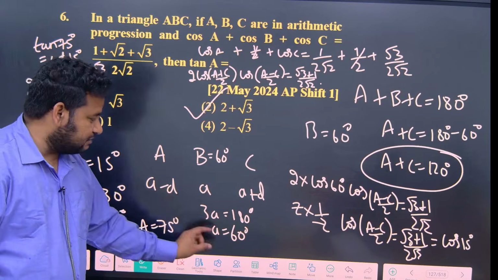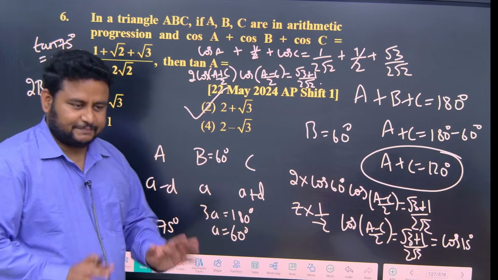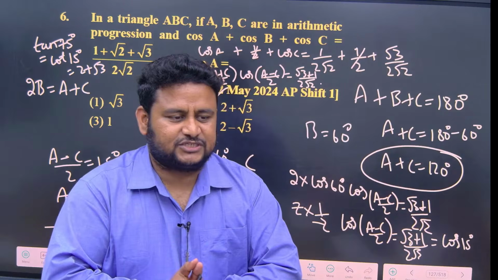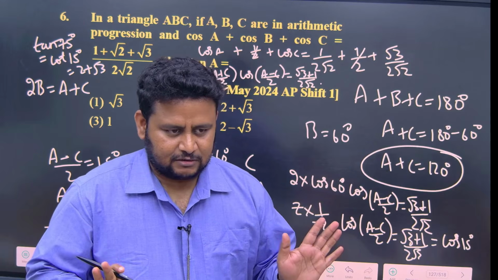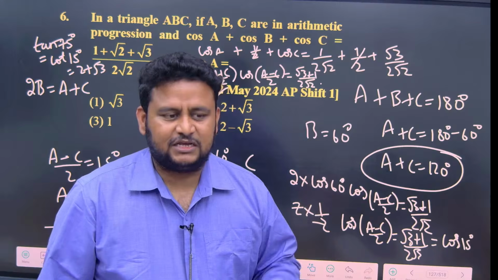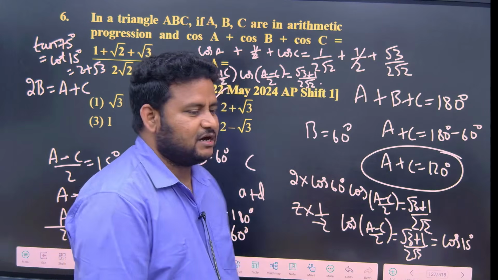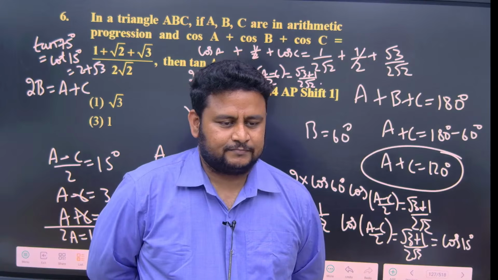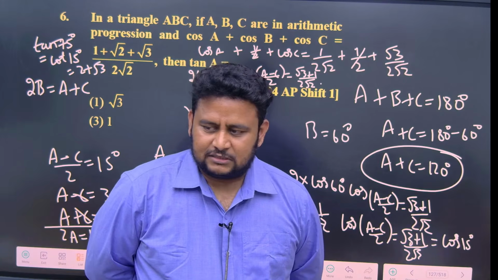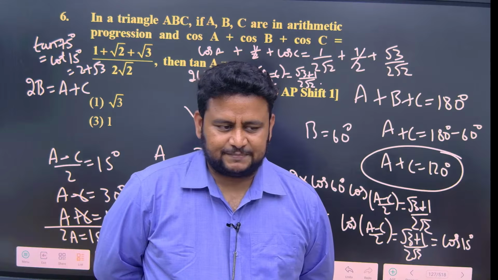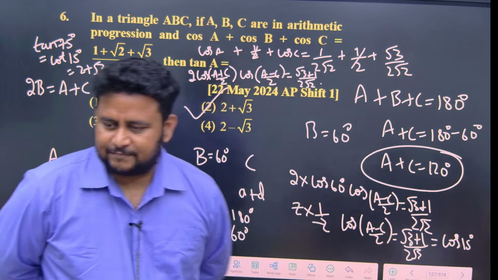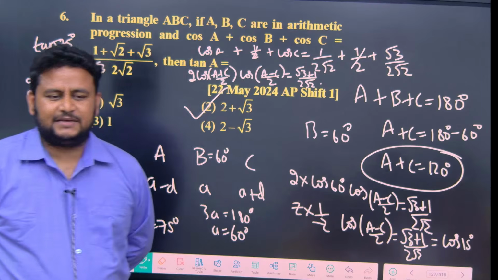You will get the value as 60 degree definitely. If ABC angles are in AP, the middle angle B will always be equal to 60 degree. Please remember this. Make a note of it: in a triangle, if ABC are in AP, then angle B will definitely be equal to 60 degree. Remaining angles we will not be able to find out, later we can find out. Clear? So directly you can write the middle angle B is what?